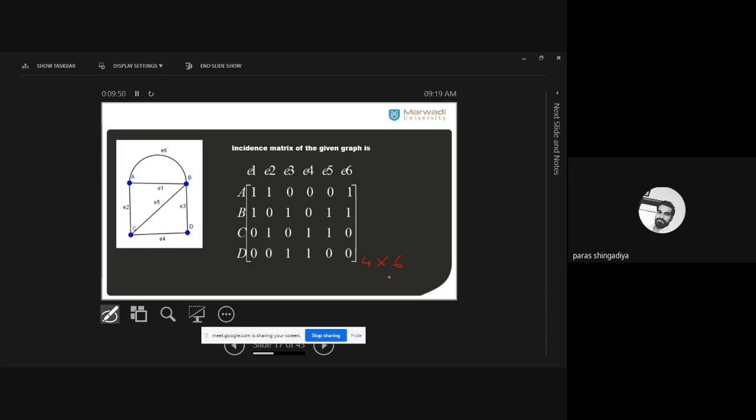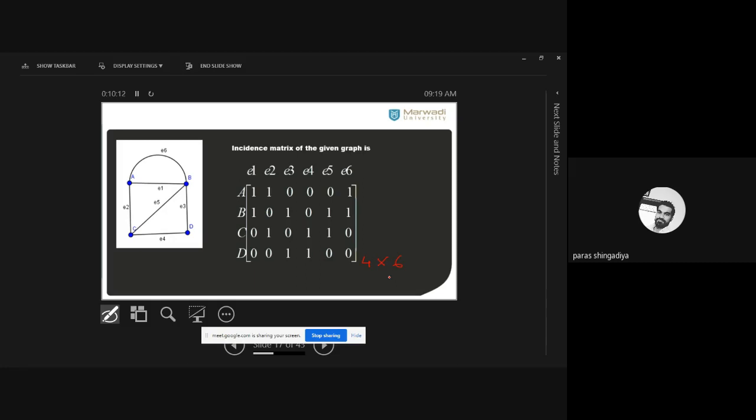A and E1. Similarly, A and E6 is also incidence relation. A and E2 is also incidence relation. But A with E4, that is not incidence relation. So based on these definitions, we'll put a 1. A with E1, that is connected here, so we'll keep a 1. A with E2, that is also connected, so we'll put a 1 here.